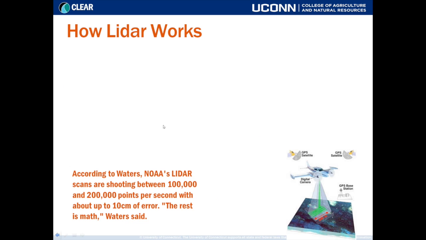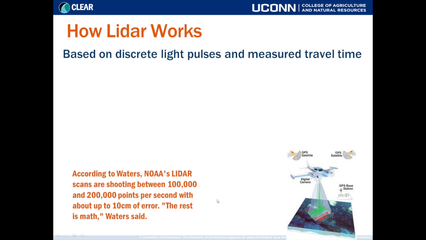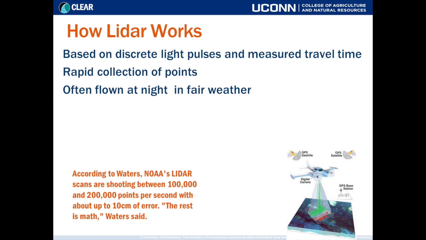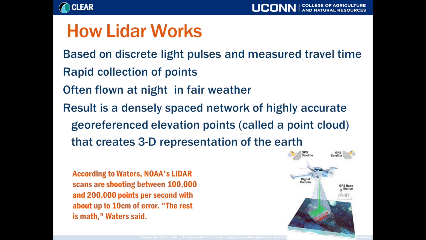Okay, so how does Lidar work? It's based on those discrete light pulses, and their travel time is measured. It's a rapid collection of points that can be flown at night or in fair weather. And the result is a densely spaced network of highly accurate georeferenced elevation points, or what we call a point cloud, that creates the 3D representation of the Earth. So according to Kirk Waters at NOAA, who works with this information a lot, these scans are shooting between 100 and 200,000 points per second with about 10 centimeters of error, which is pretty phenomenal.